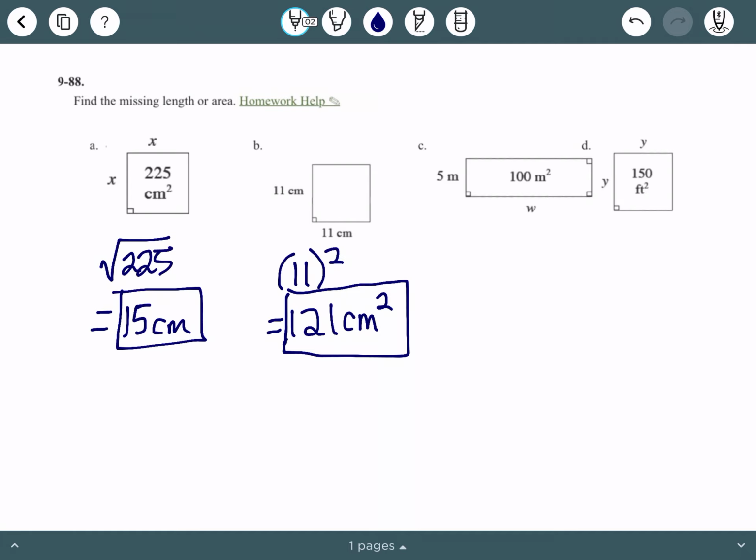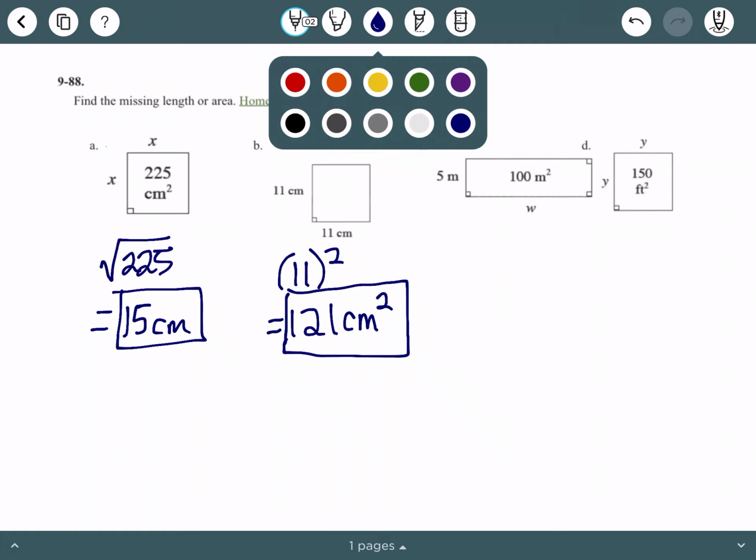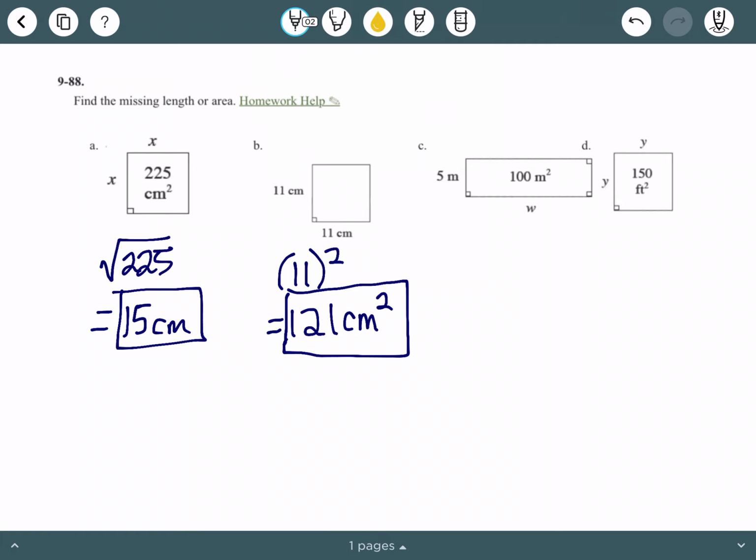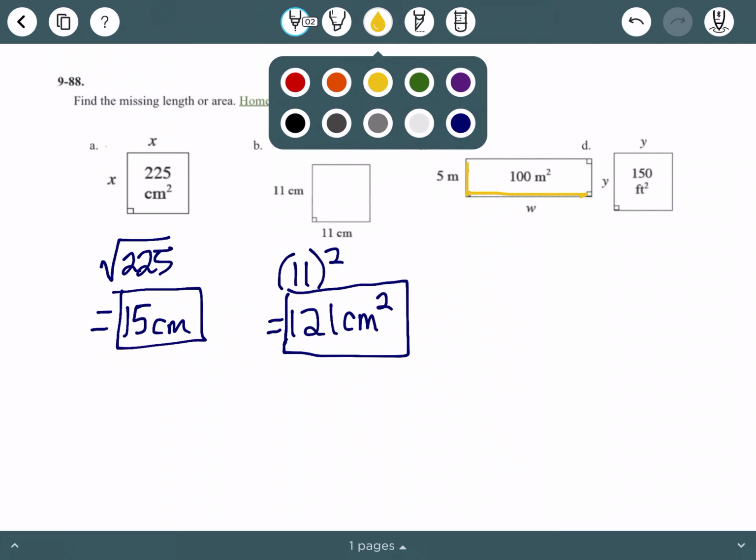Part C, we need to find the missing length of this rectangle. So we are not given a square this time. We have a clearly visible rectangle. So we have one side that is 5 meters. So it's 5 meters by W. Now W we do not know.